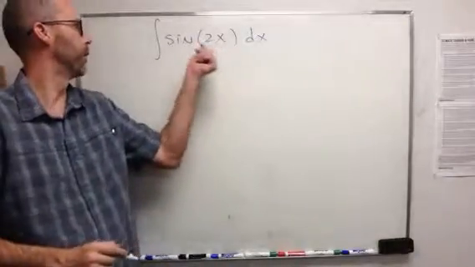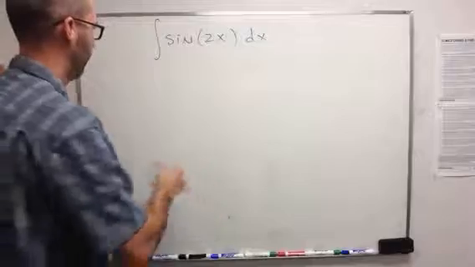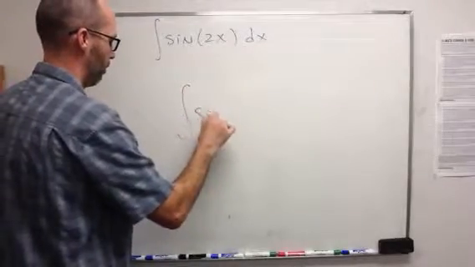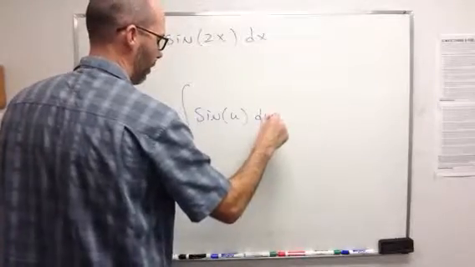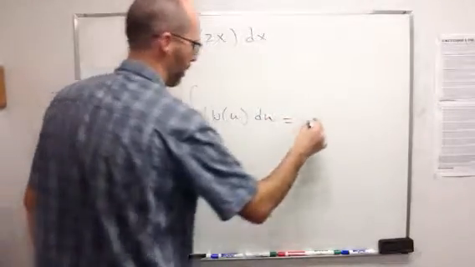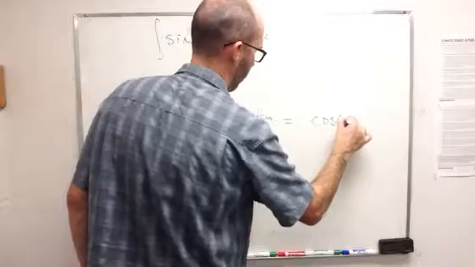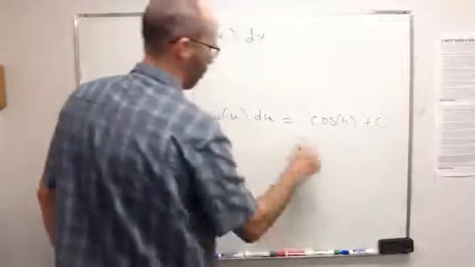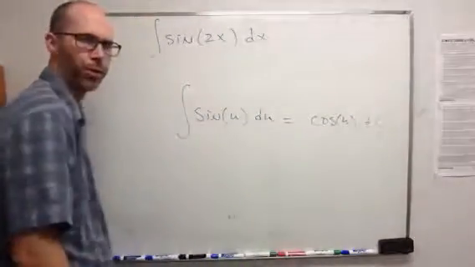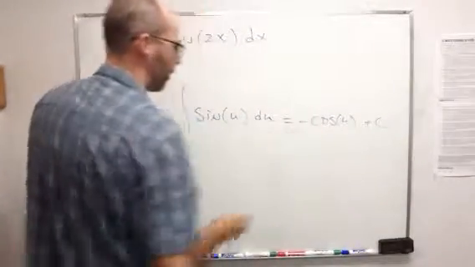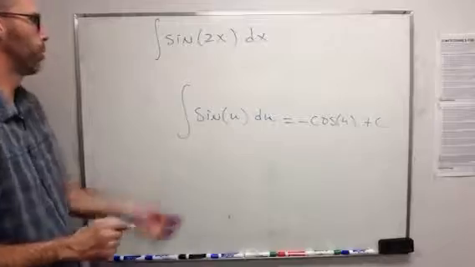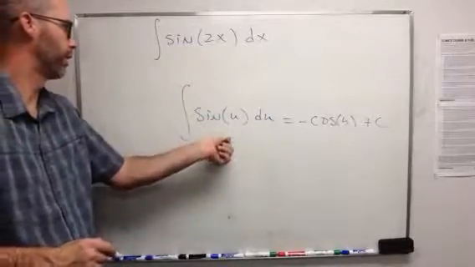Okay, so we almost know how to do this guy. If this was sine of a variable with respect to that variable, then we'd say that this is cosine u plus c, plus or minus. I can't ever remember if it's a plus or minus. Well, let's see, the derivative of cosine is negative sine, so I need a negative there. So what we're going to do is transfer this guy into that guy.